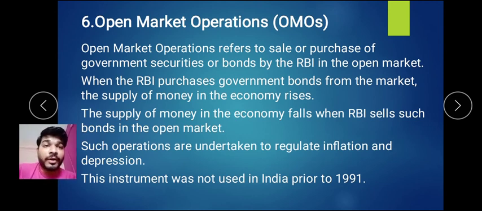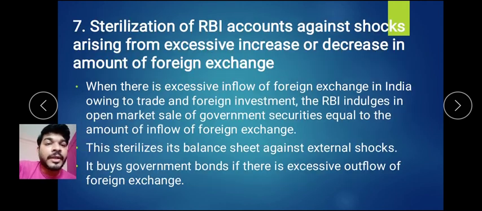So whenever they want money, or they try to sell or purchase government bonds in the open market, whoever wants to invest in this can purchase from RBI, and RBI can get the money. So this is also one of the functions of RBI. Then after that you find the sterilization of RBI accounts.